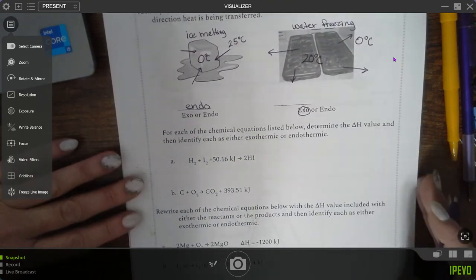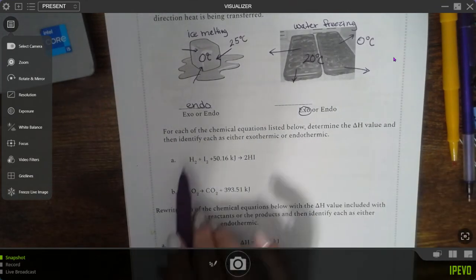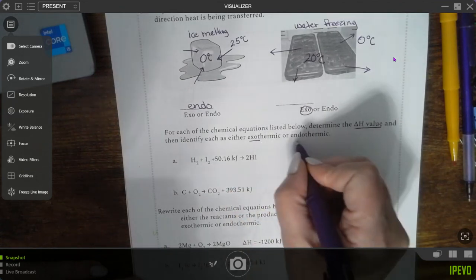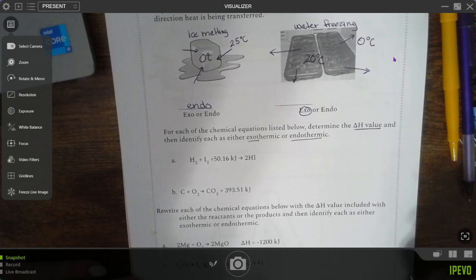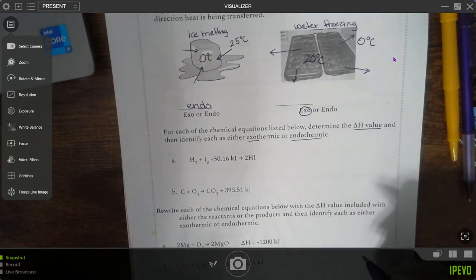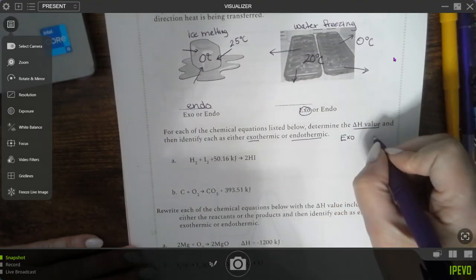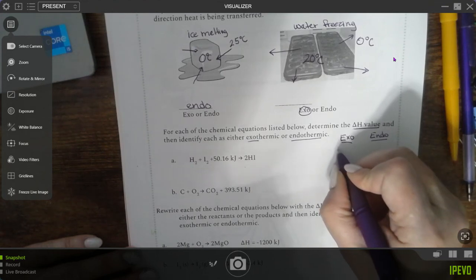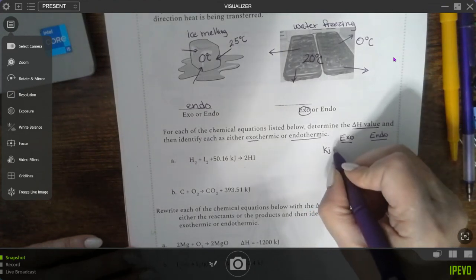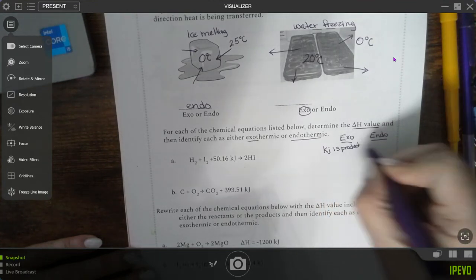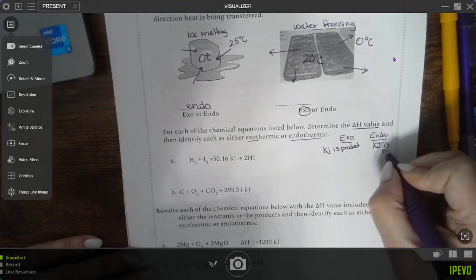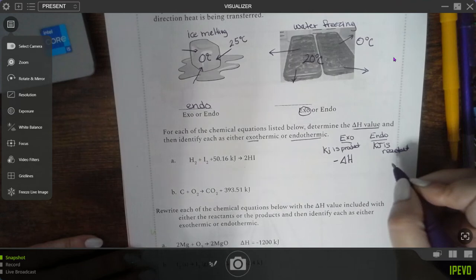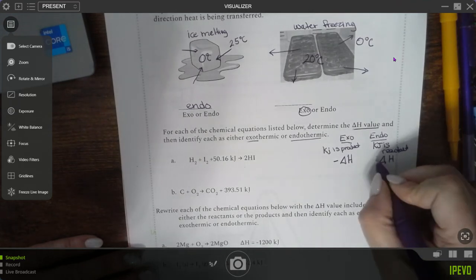Now if we look at the next 2 questions, it says for each of the chemical equations listed below, determine the delta H value and identify the reaction as endothermic or exothermic. Basically, we need to know a couple of things. In an exothermic process, the kilojoules, so energy, is on the product side. In an endothermic process, energy, or kilojoules, is on the reactant side. The other thing we know is that with an exothermic equation, we have a negative delta H. With an endothermic equation, we have a positive delta H.